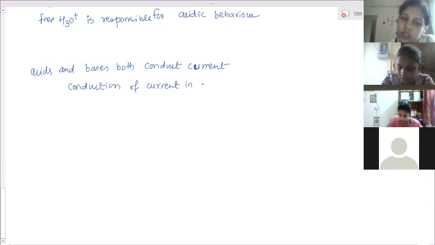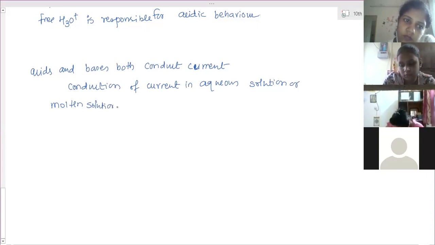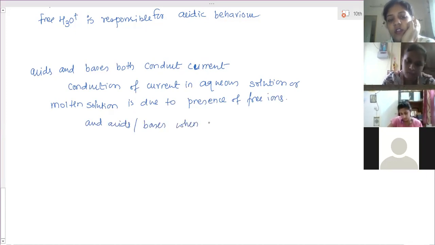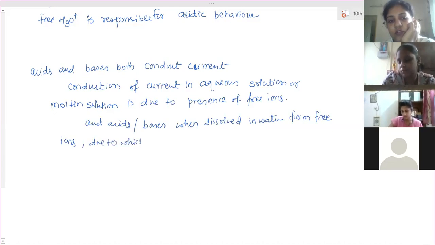Conduction of current in aqueous solution or molten solution is due to presence of free ions. And acids or bases, when dissolved in water, form free ions, due to which they conduct current.